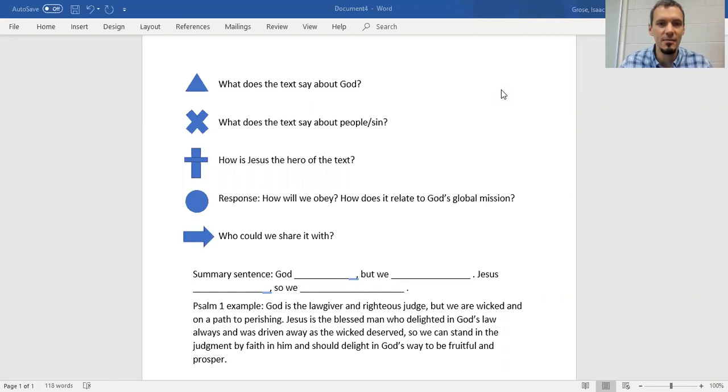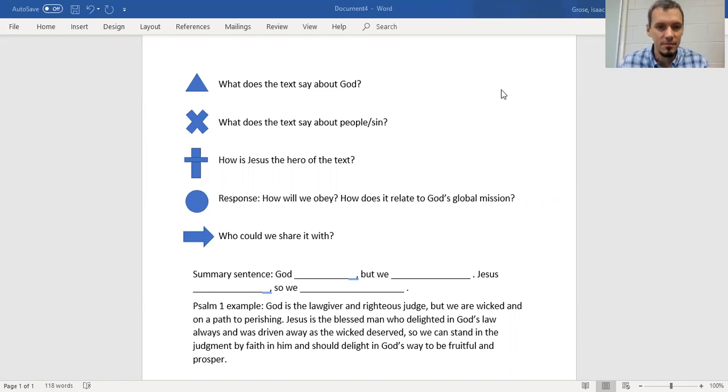First, what does the text say about God? We have, for our orality tool, a little arrow pointing up to represent God. So in the passage, what does it tell us about who God is, about what he has done, things like that? Secondly, what does the text say about people or about sin? So we have an X there, kind of like Xing out sin, it's bad. So what does the passage tell us about us as humans and our need for God and the sin that separates us from God?